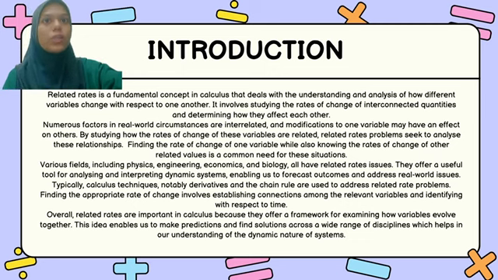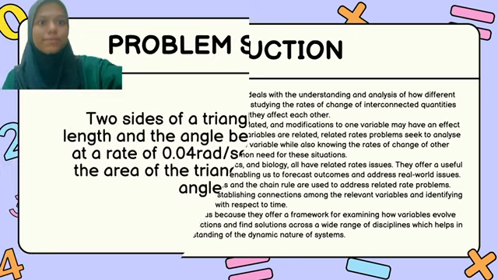Various fields, including physics, engineering, economics, and biology, all have related rates issues. They offer a useful tool for analyzing and interpreting dynamic systems, enabling us to forecast outcomes and address real-world issues. Typically, calculus techniques, notably derivatives and the chain rule, are used to address related rates problems. Overall, related rates are important in calculus because they offer a framework for examining how variables evolve together.